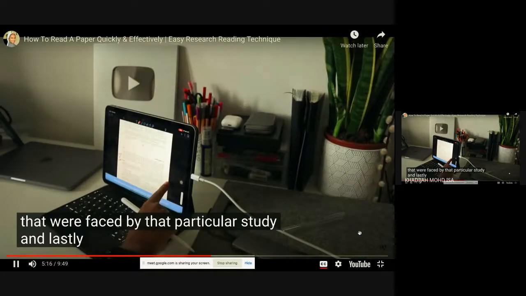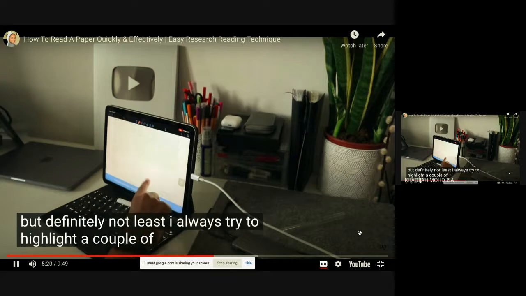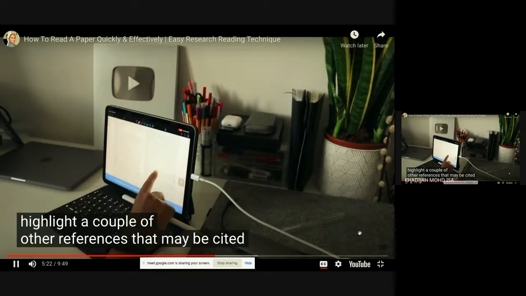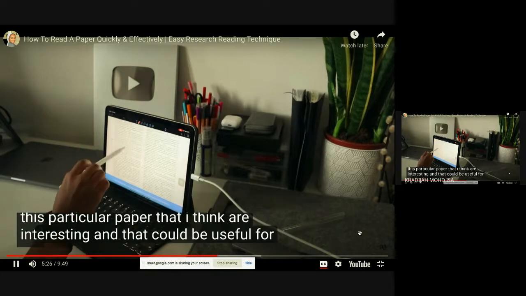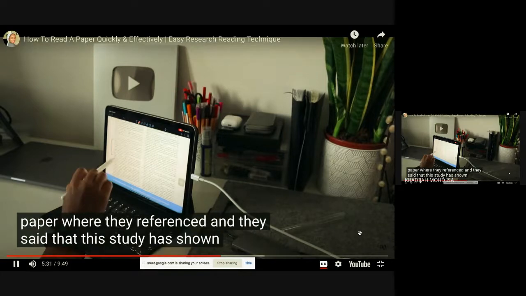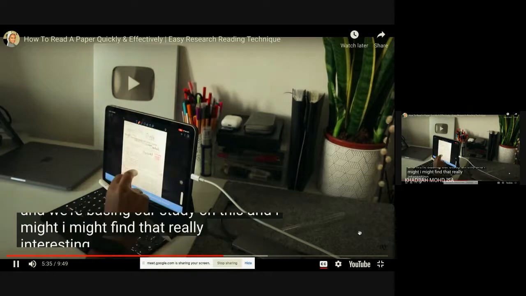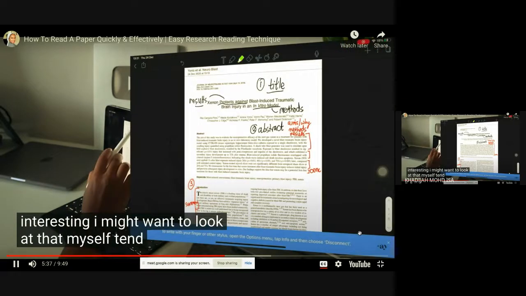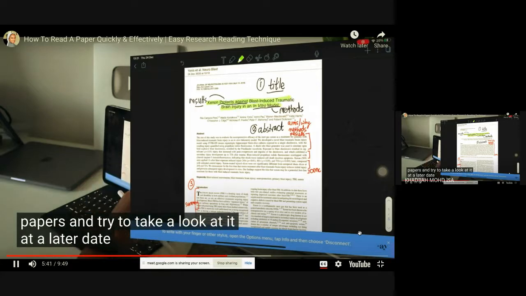And lastly, but definitely not least, I always try to highlight a couple of other references that may be cited in this particular paper that I think are interesting and that could be useful for my own study. Now, there might be a paper where they reference and they've said that this study has shown X, Y, and Z, and we're basing our study on this. And I might find that really interesting. I might want to look at that myself. I tend to highlight those papers and try to take a look at them at a later date. And that's it. You're pretty much done.